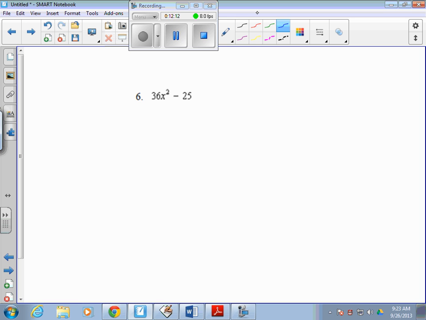Number 6 says 36x squared minus 25. This one might make why we squared the last one make a little bit more sense to people. When you're talking about the difference of perfect squares, again, we've got a perfect square, 36. We can multiply 6 times itself to get that. And we've got a perfect square, 25. We can multiply 5 times itself. It's the difference because they're subtracting. So the difference of perfect squares is 6x plus 5 times 6x minus 5.